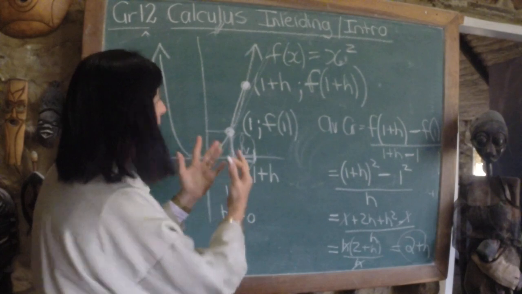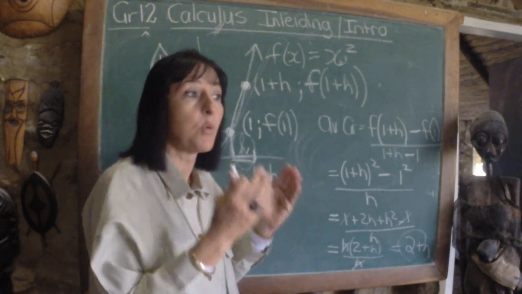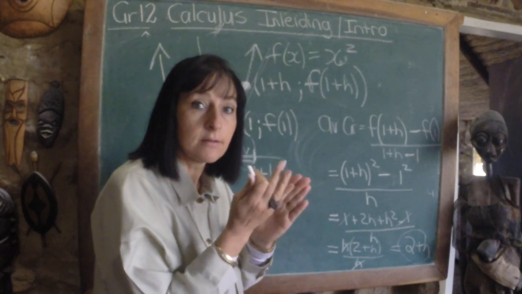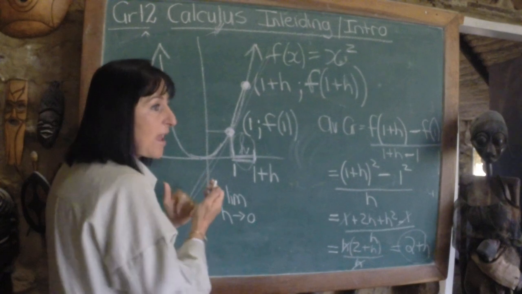Because if the distance is almost 0, then you are exactly on that point of touching the curve and the tangent.